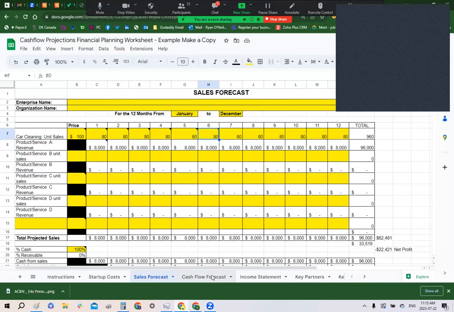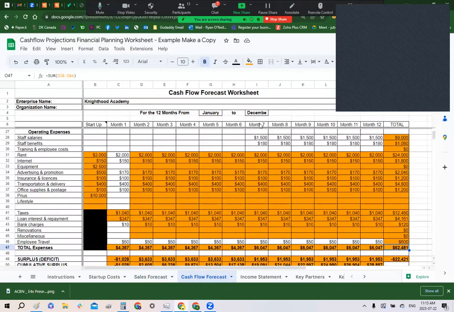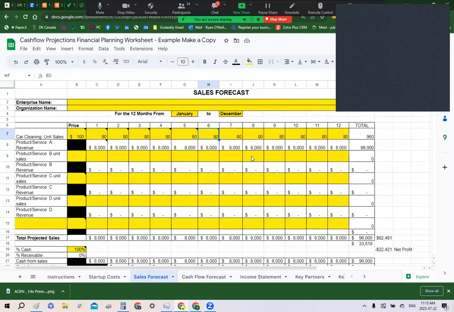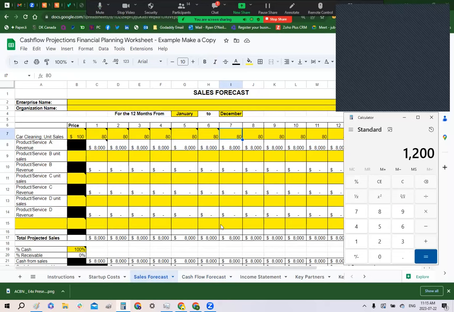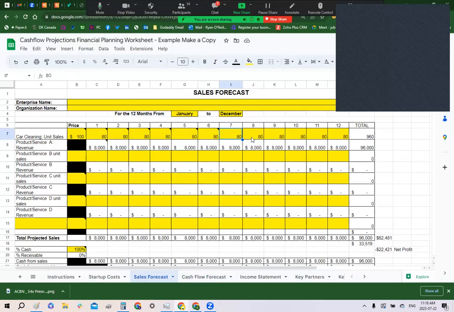And then our target will change in July or month 7, because you'll notice I was going to hire a staff in month 7. So our target's going to change. So now the monthly cost is 6,000. We need to be making 12,000 a month in revenue. So we're going to go back to our sales forecast, and to do 12,000 divided by 100 is 120 car cleans.